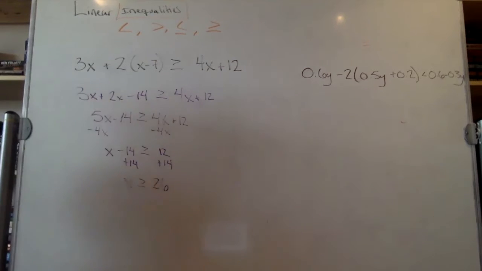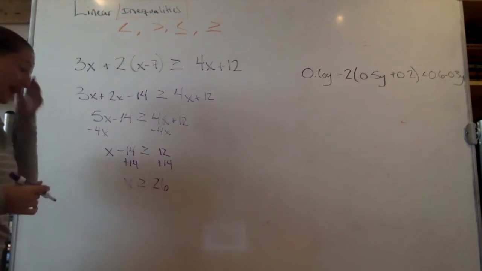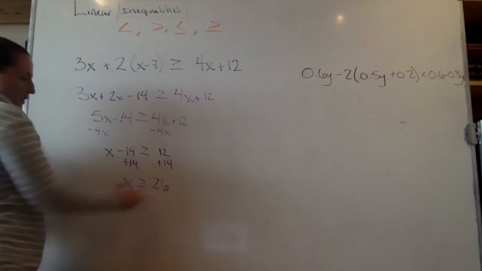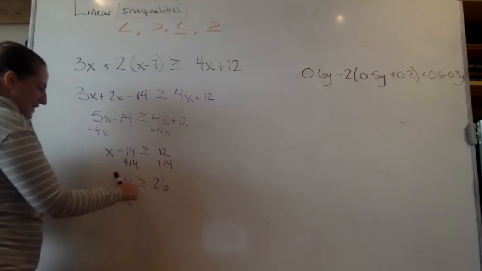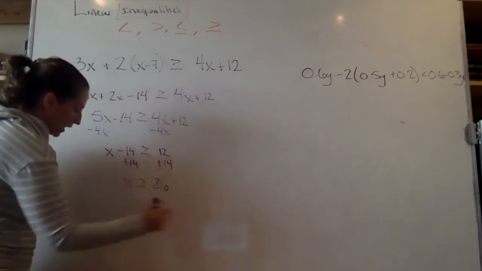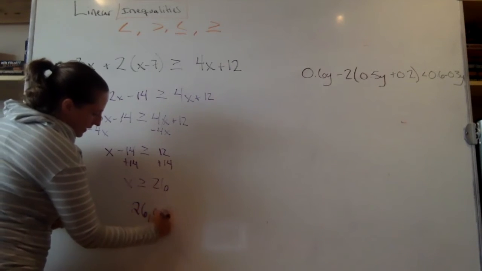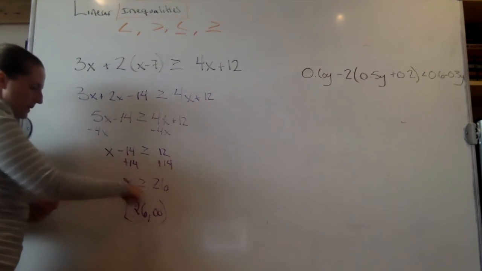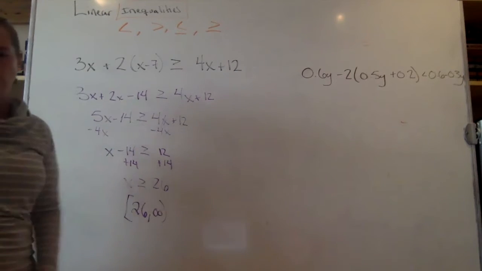Now notice here I didn't have to worry about flipping the sign because I never divided or multiplied by a negative number. So here's my answer. x is bigger than or equal to 26. I want to write that as an interval. Well, x is everything from 26 and bigger, so I'm going to start at 26 and go to infinity, and never include infinity. I am going to include 26 because I'm bigger than or equal to. So there's my answer.